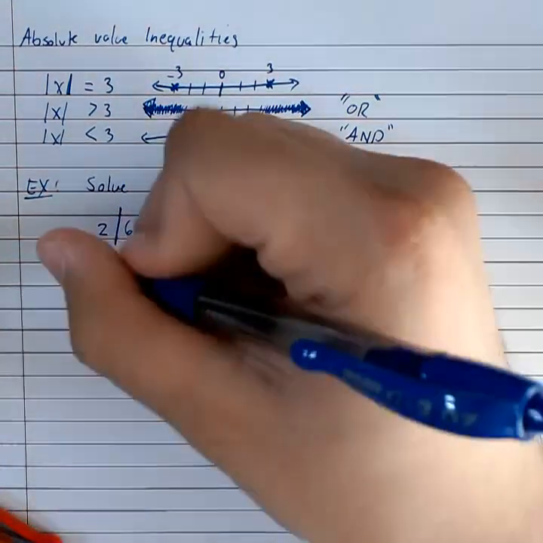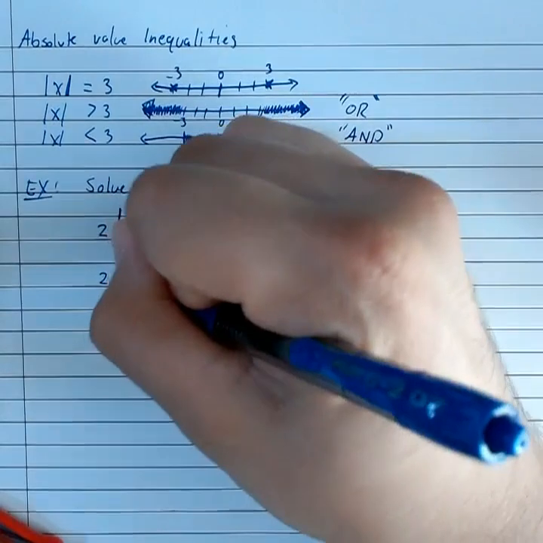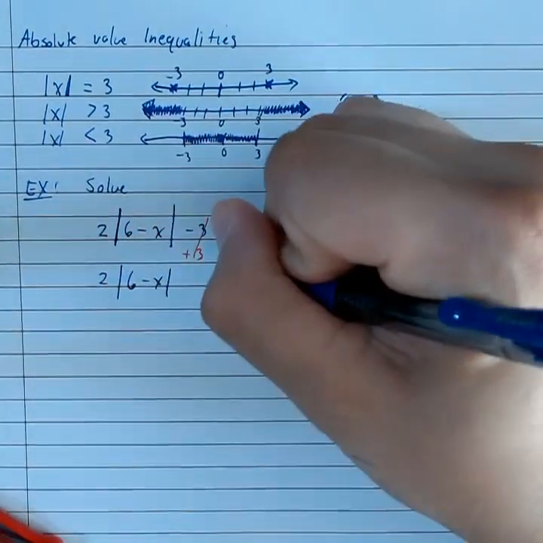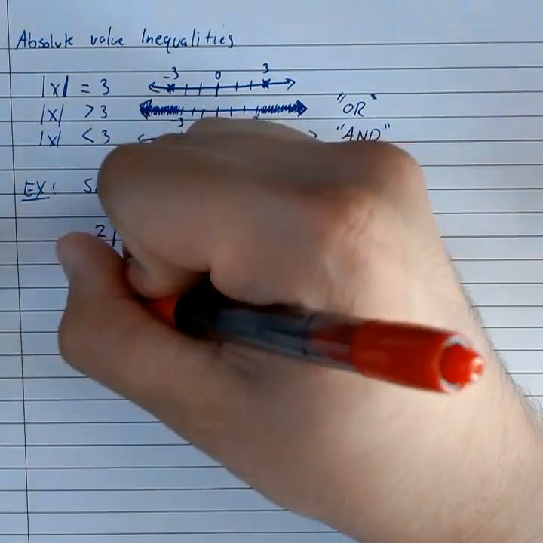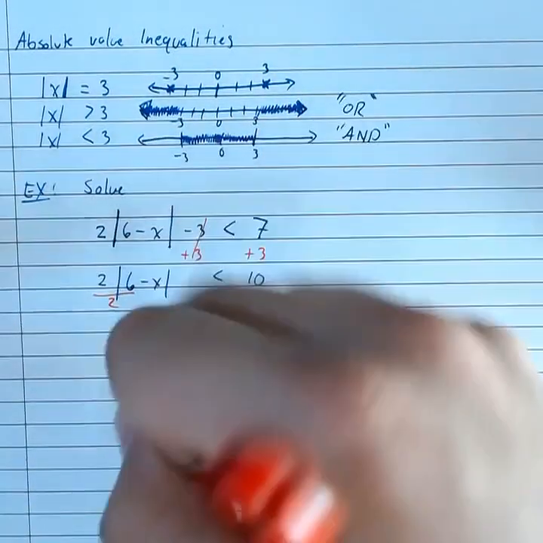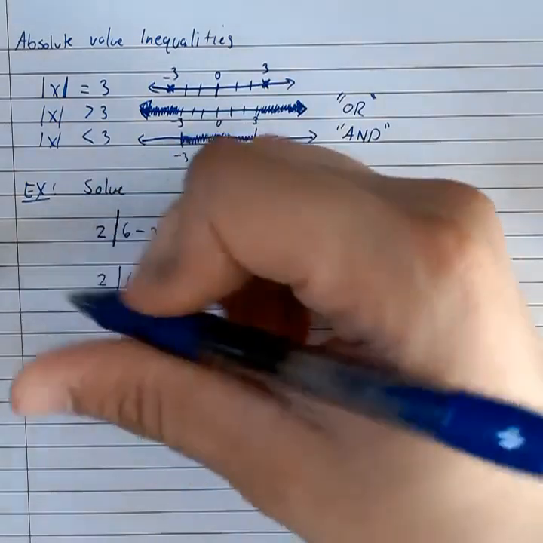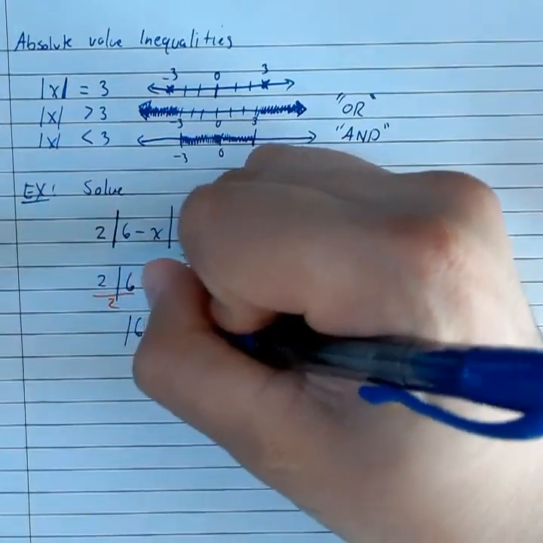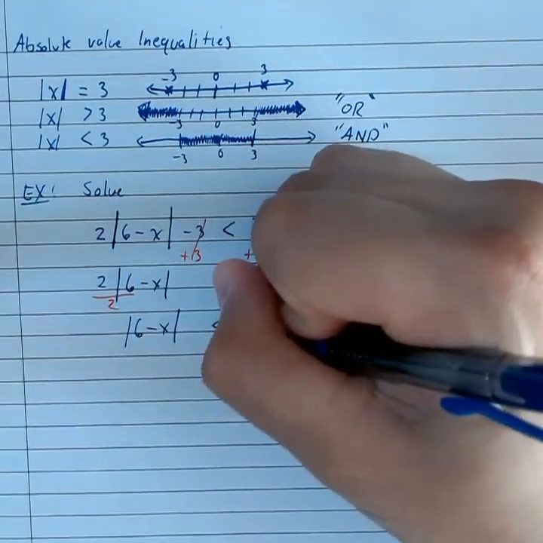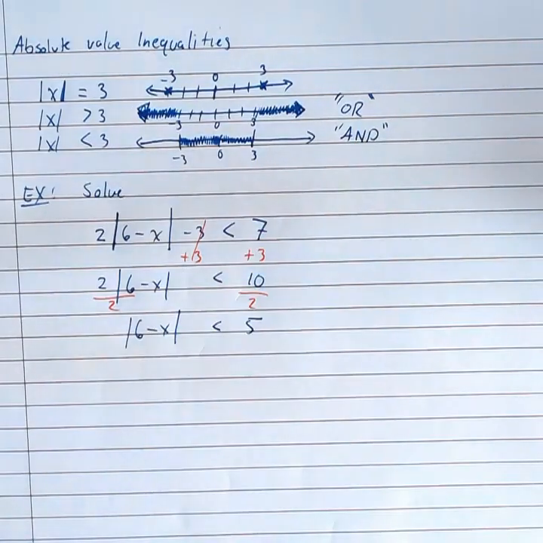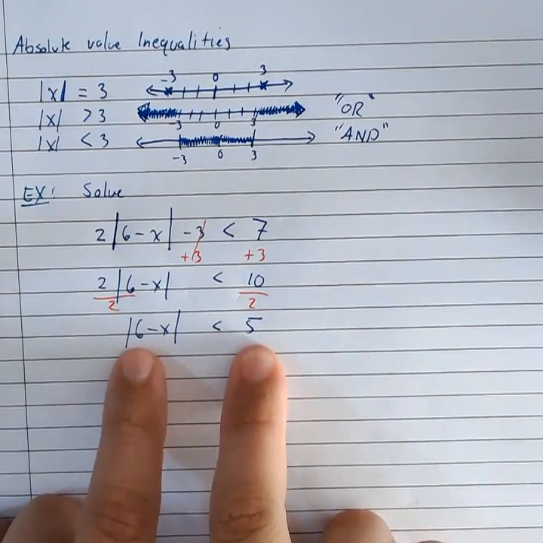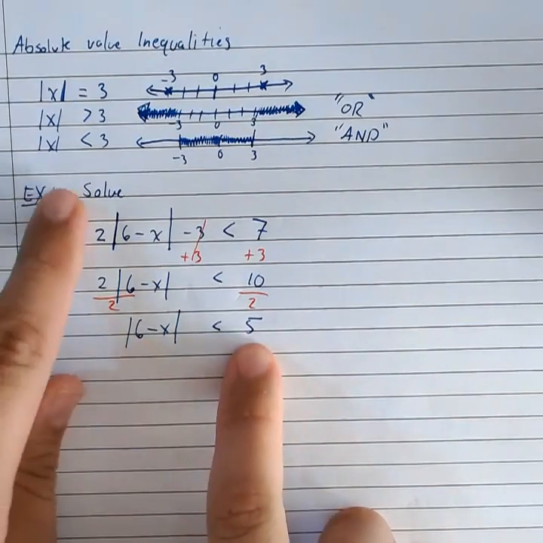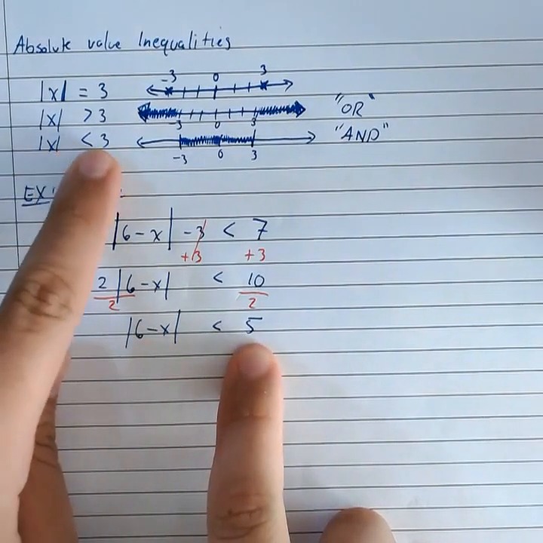So here that'll be 2 times the absolute value of 6 minus x is less than 10. And then I can divide both sides by 2. And that'll be absolute value of 6 minus x is less than 5. Okay. So now I have this absolute value is less than a number. Oh, that's this case. Absolute value is less than a number.